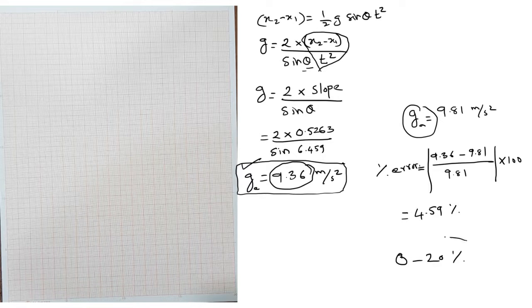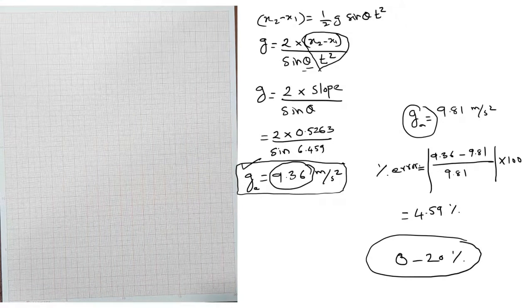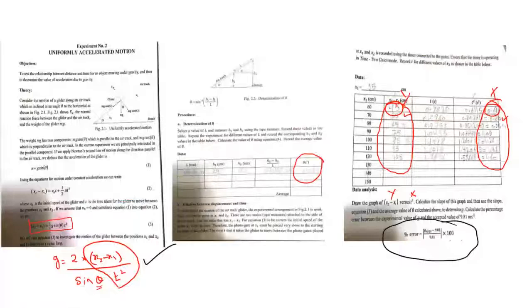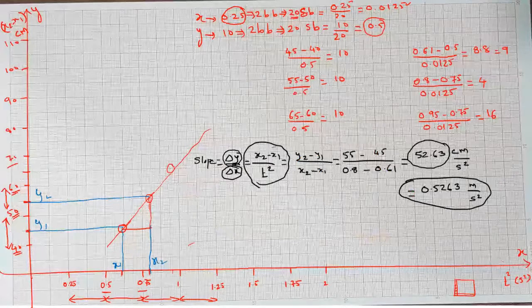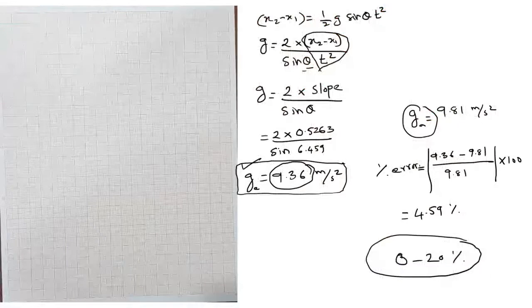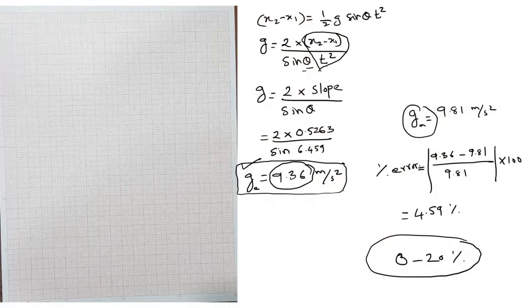My dear, when you are about to calculate this error percentage, your error percentage must be between 0 to 20%. If your error percentage is greater than 20%, that means you made some mistake while you recorded the values in this table. So please, while you are handling the apparatus, record the value very carefully. If you made any mistake in the x2 minus x1, t square and theta, then finally your answer will not be closer to 9.81. It will be more, or sometimes too less. So please do it very carefully.